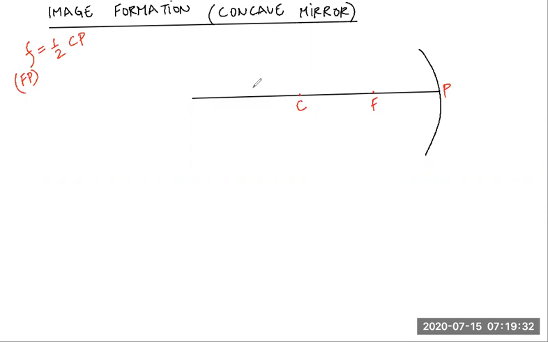Now, the first point is, let's write, this is the position of the object. There is the object. Correspondingly, we will see where the image is formed. We will use simple trigonometry to find out the image. We need not memorize it.